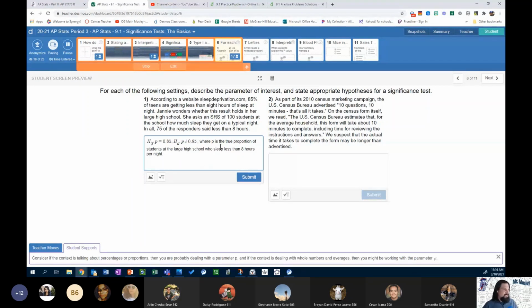And then we define where P is the true proportion of students at the large high school who sleep less than 8 hours per night. This last part, after what we've actually written as the hypotheses, is the definition of the parameter. We need that part. Are there any questions about this first question and how we've come up with the hypotheses and the definition?